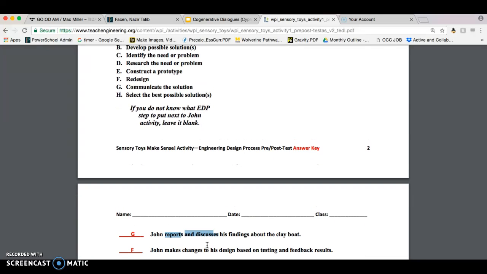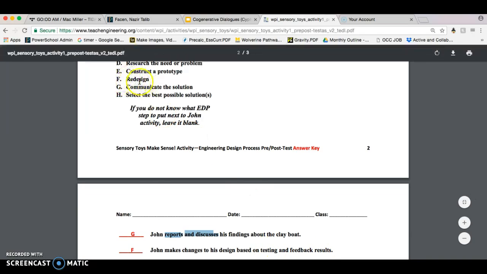F, John makes changes to his design based on testing and feedback. So he's making changes to the design based off the feedback that he got. So that would be redesign. Redesign means you're refining. You're fixing any kinks that you may have. And remember, pay attention to the verb, changes.